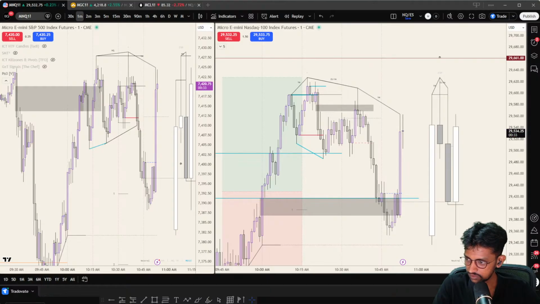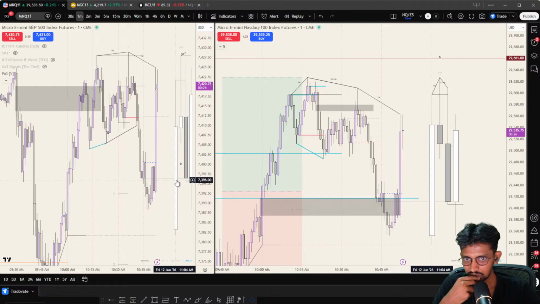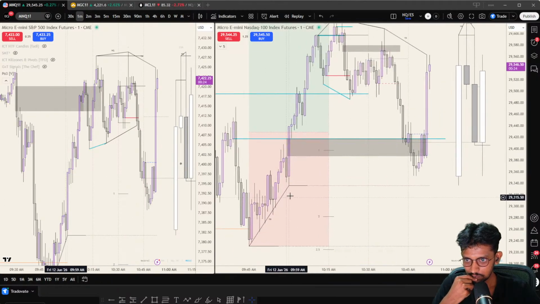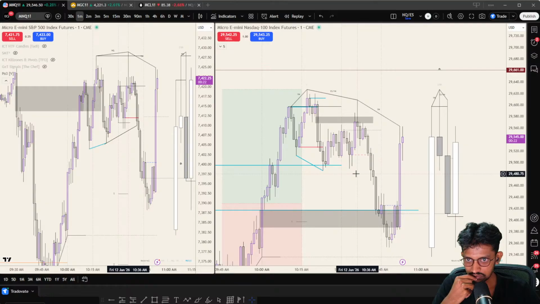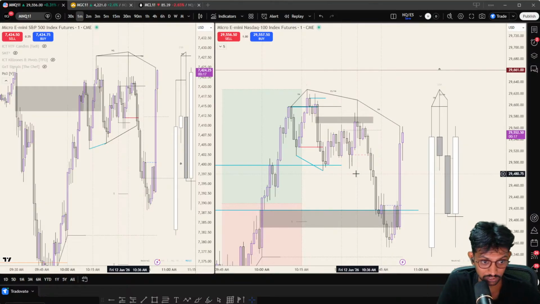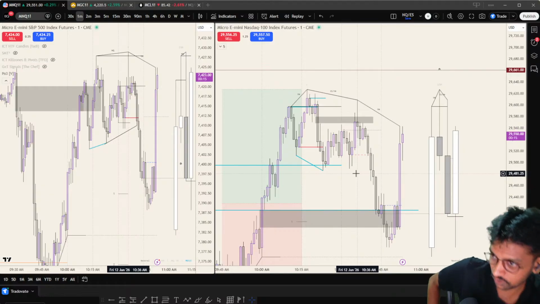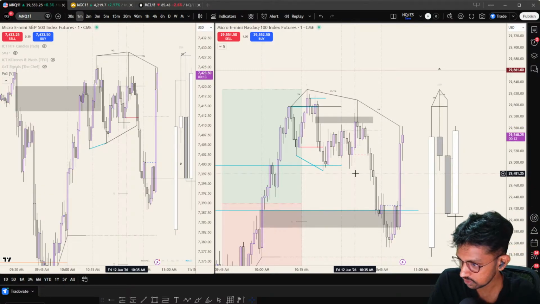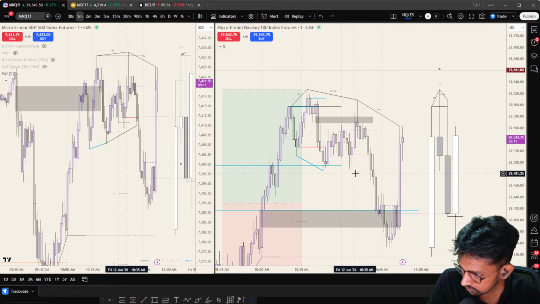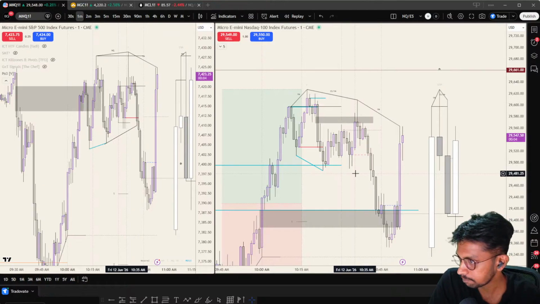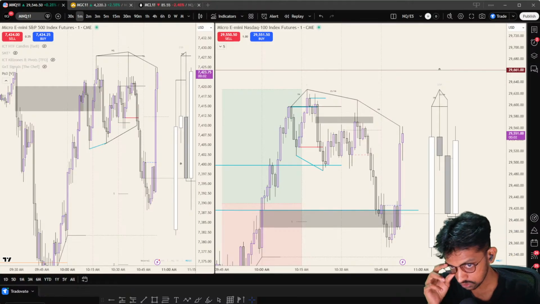I'm done. We are done here, guys. We are done for today. Look at this beautiful low resistance. The trades I have taken till now are actually good trades, but they didn't play out. But it's fine. We come back stronger next week.